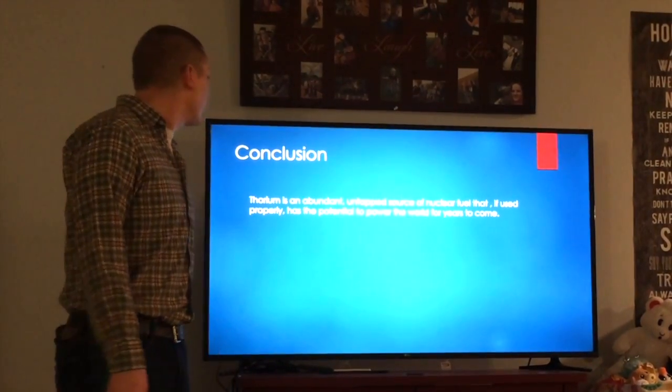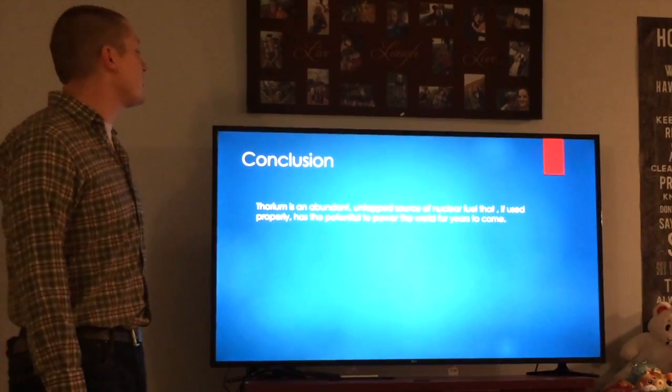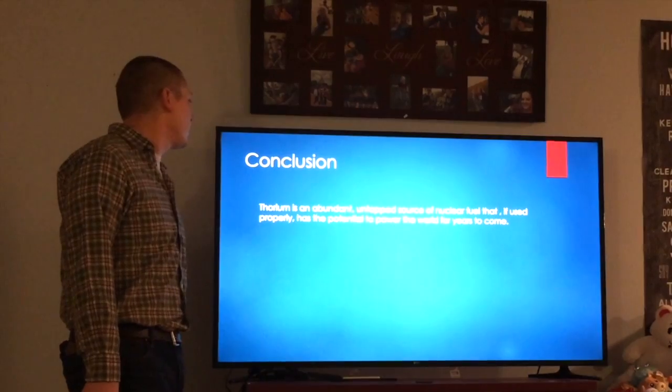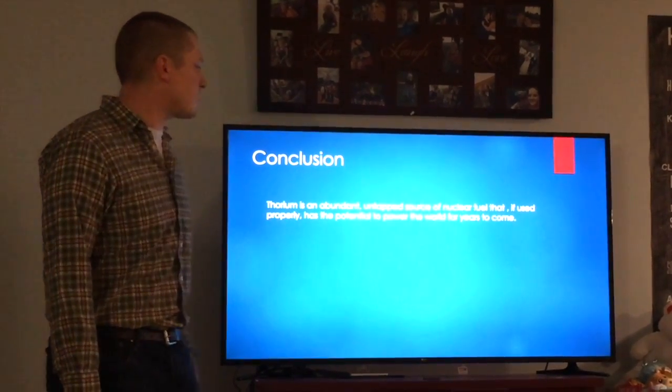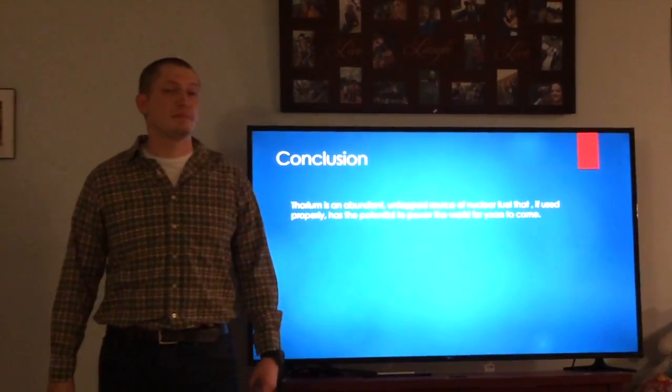So in conclusion, thorium is an abundant and untapped source of nuclear fuel that, if used properly, has the potential to power the world for years to come.